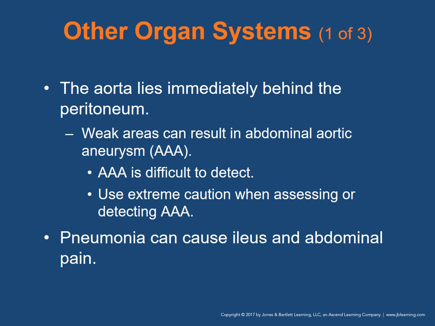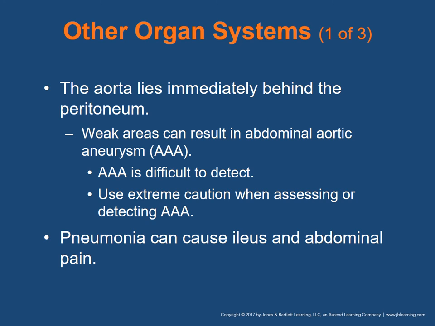AAAs are difficult to detect until they get so large that they actually move the abdominal organs out of the way and can now start to push up through the abdomen. The hallmark sign of a AAA is a pulsating mass in the abdomen. It almost looks like a ball inside of their abdomen that you can see pulsating with every beat of their heart. That is the aorta that you can see now on the surface of their abdomen.